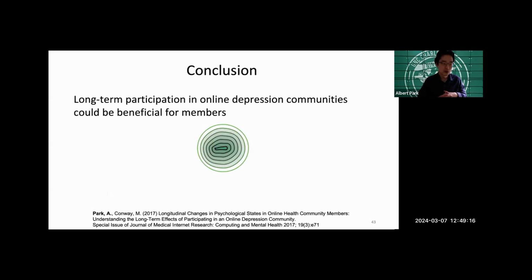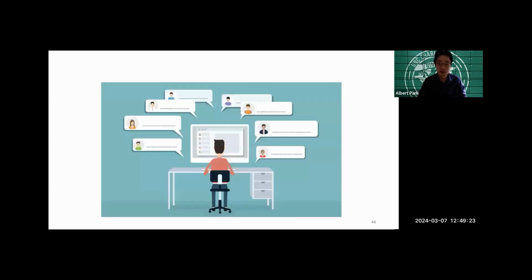So to conclude, long-term participation in online depression communities could be beneficial for members. I followed up this study with another study just to confirm a little bit more. We know that individuals suffering from mental conditions are also communicating on social media. However, less is known about the everyday challenges they might experience when communicating online.